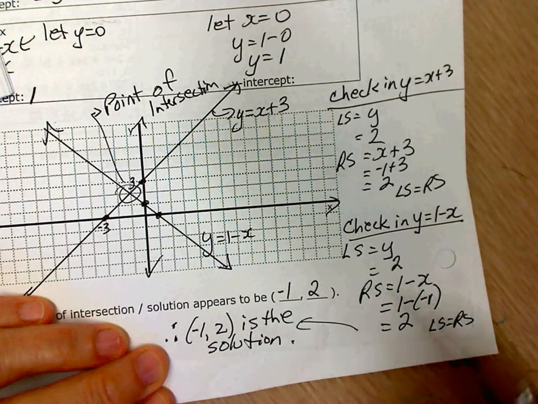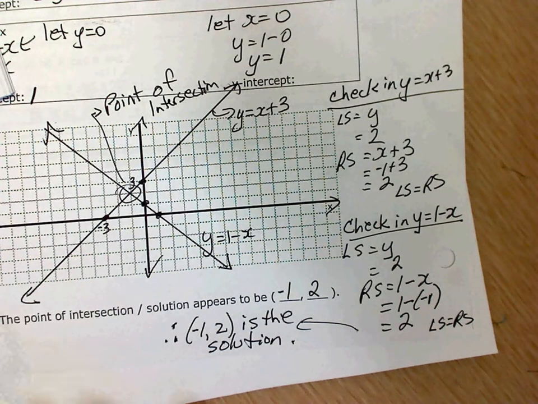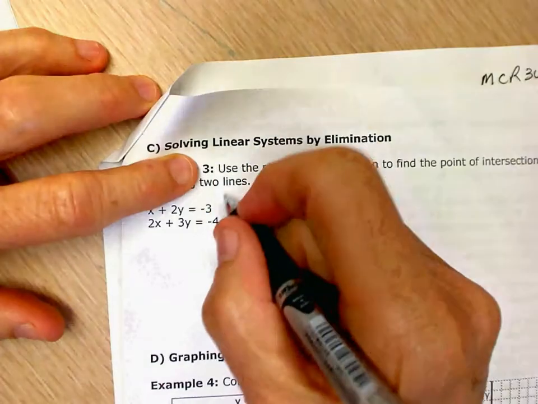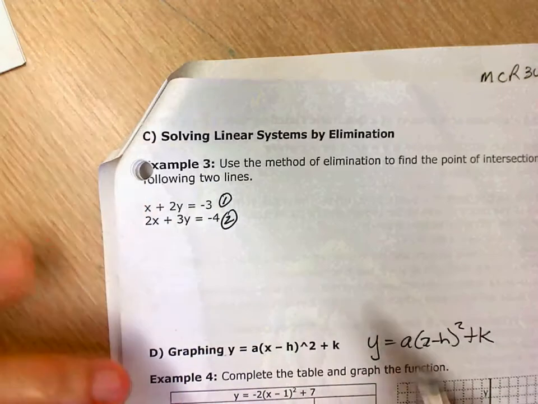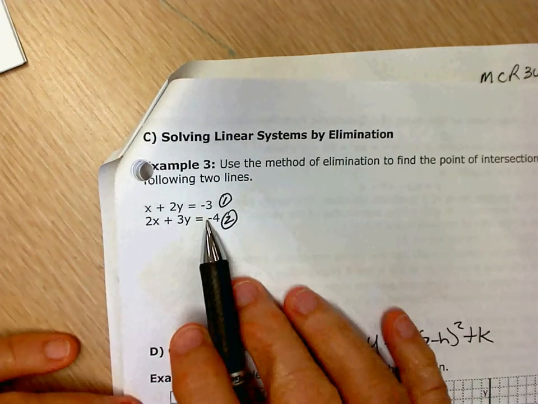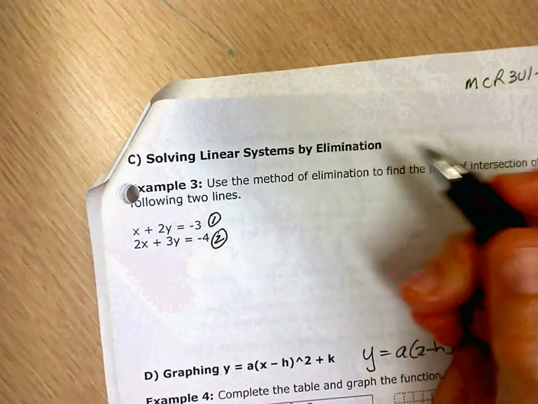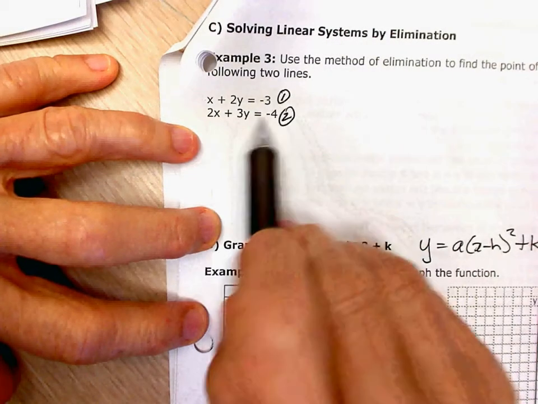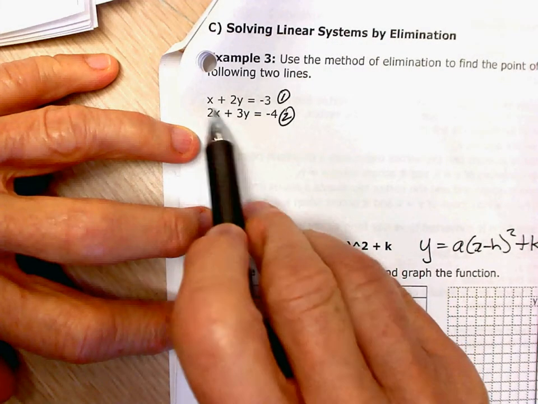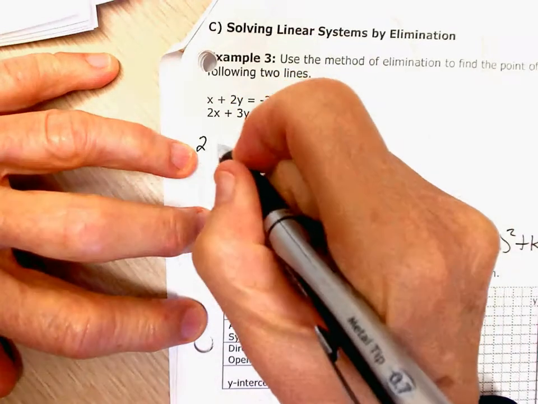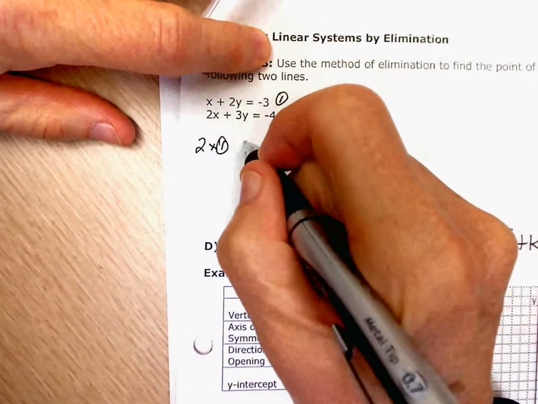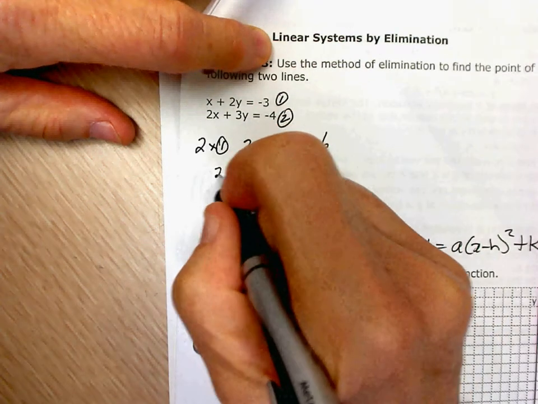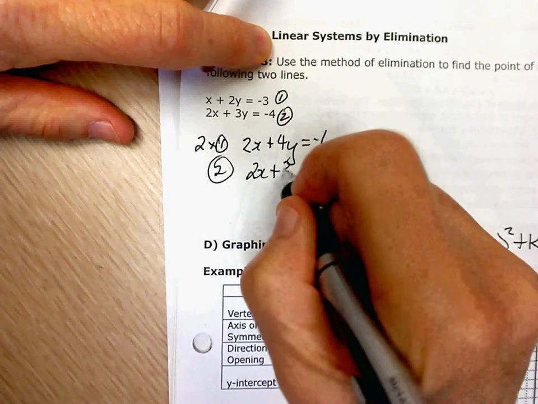Okay? Moving right along here, solving linear systems by elimination. Let's label 1, 2. Use the method of elimination to find the intersection of the following lines. Okay, well, if you recall, I'm going to be subtracting, but I need to bring this up to a 2x, so when I subtract, the x's fall out. So I'm going to go 2 times 1 is going to be 2x plus 4y equals negative 6, and equation number 2 is 2x plus 3y equals negative 4.